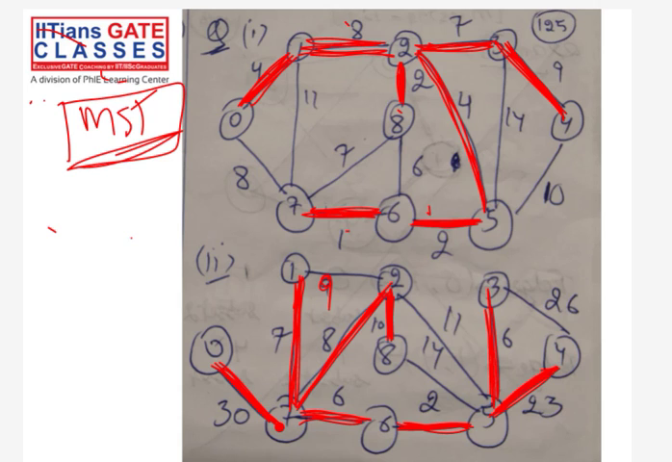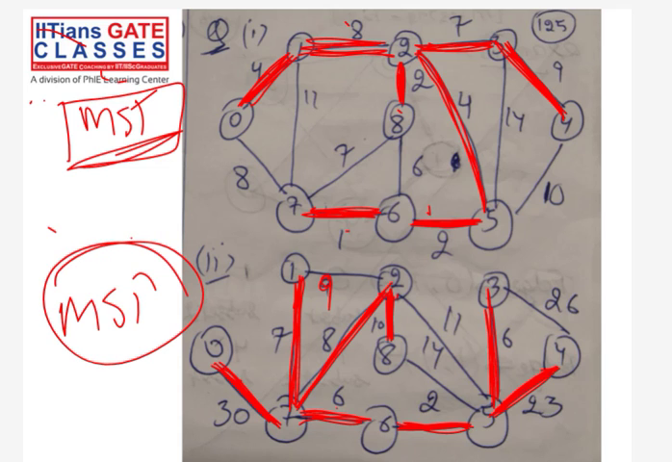So the sum here, how many vertices? I think 9 vertices. Edges are 1, 2, 3, 4, 5, 6, 7, 8. 8 edges, 9 vertices. Yes. So according to Kruskal algorithm, this is the minimum spanning tree of the second question. Second question also clear to all of you?